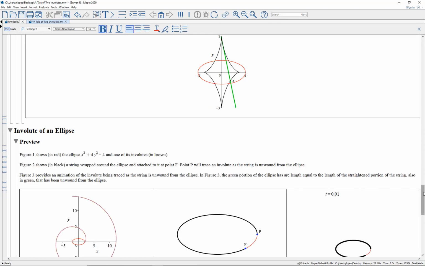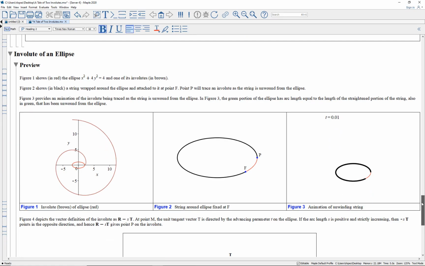Some pictures help. The red curve is the ellipse. This brownish color curve is an involute. Now, how does that string business give us the involute?